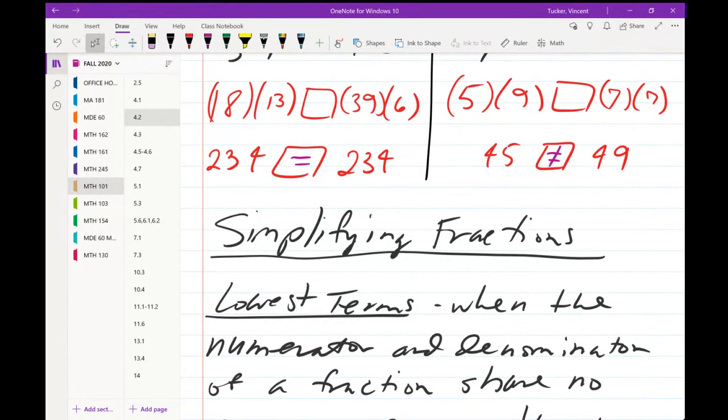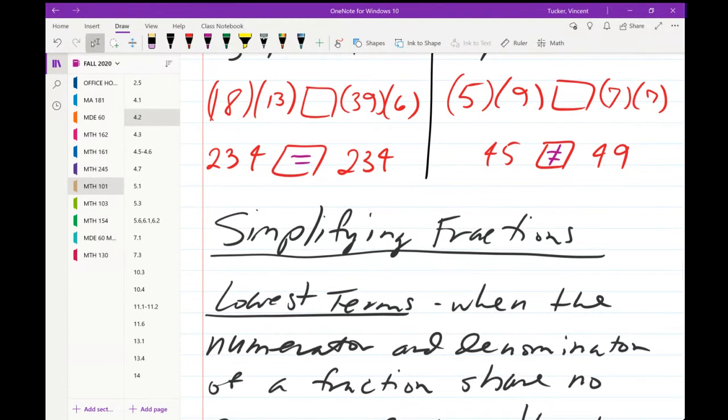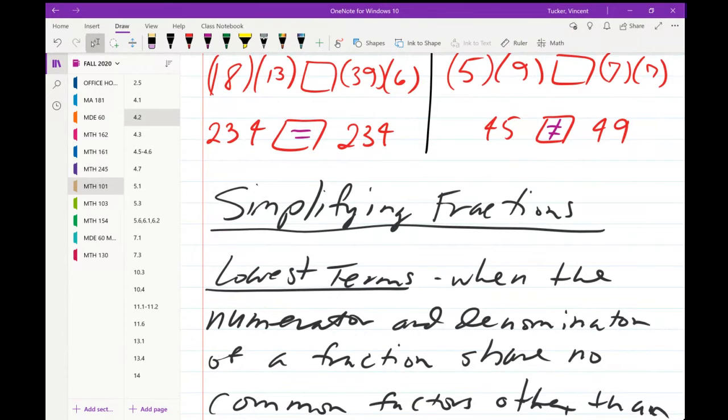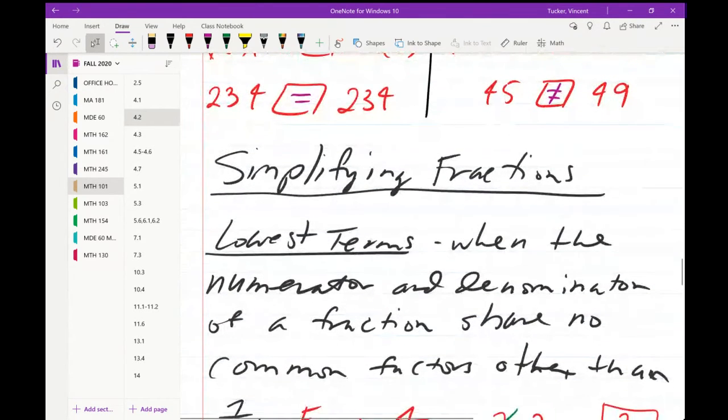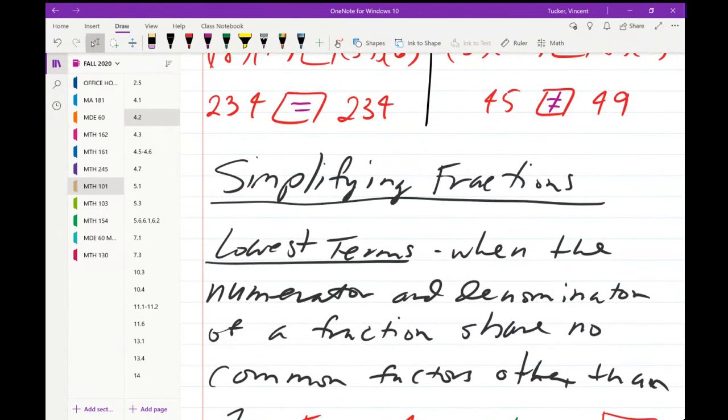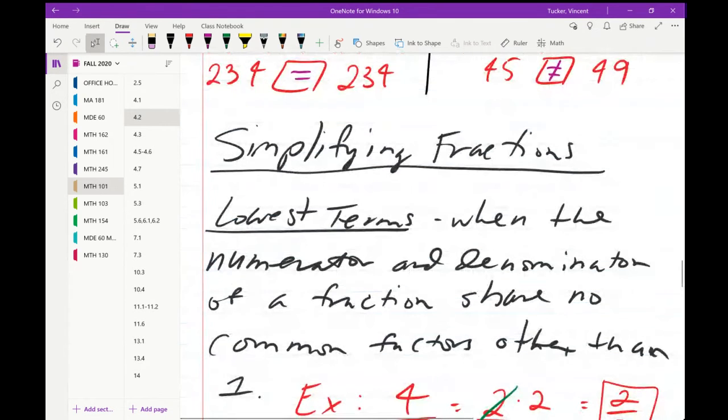Next thing we got going on is simplifying fractions. So when a fraction is in lowest terms, that means the numerator and denominator of the fraction share no common factors other than 1.